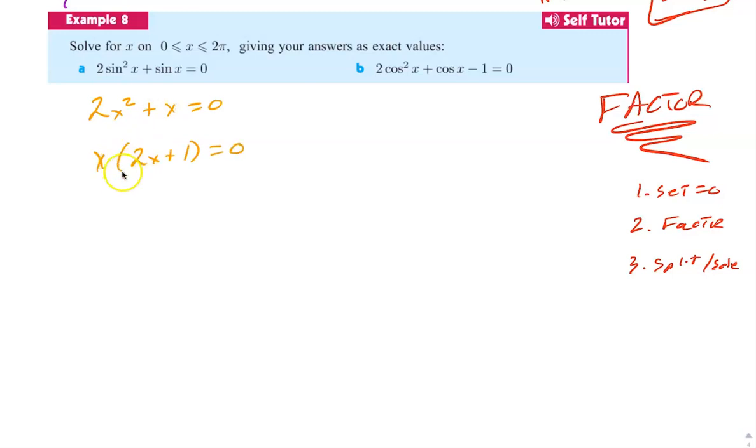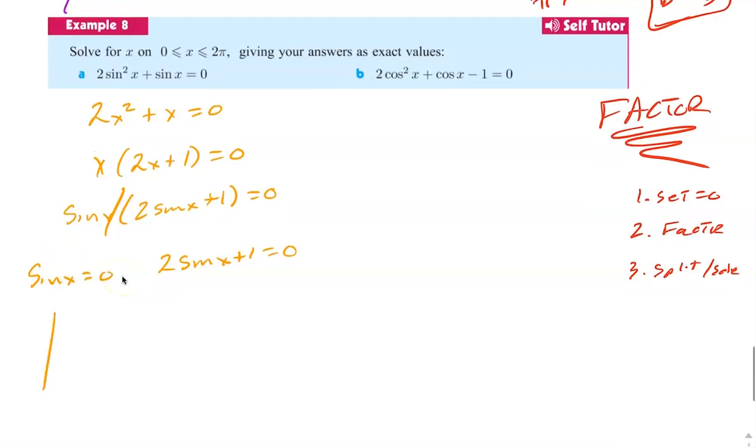And once you factor, you can plug your signs back in if it helps. Sine of x, 2 sine of x plus 1 equals 0. Now we're just going to split this. Use the 0 property. Sine of x equals 0. 2 sine of x plus 1 equals 0. Then we solve each one separately.